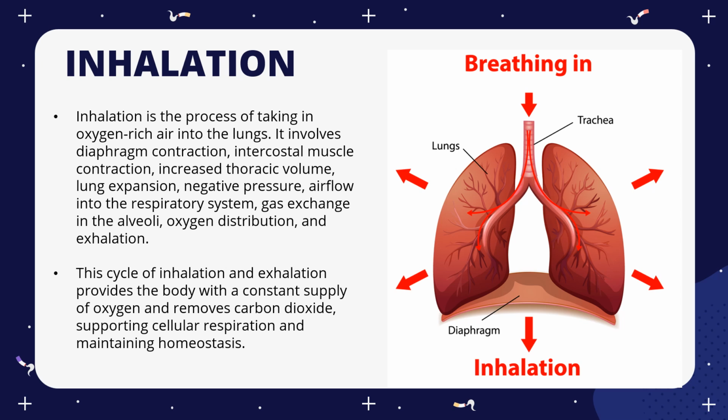The air will travel through the trachea, then the trachea branches into two tubes called the bronchi, or bronchus, and then the bronchus will branch out into bronchioles, and finally the alveoli, which is the site of gas exchange. So this is what happens during inhalation.